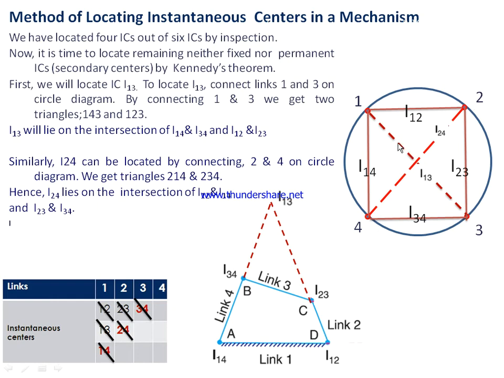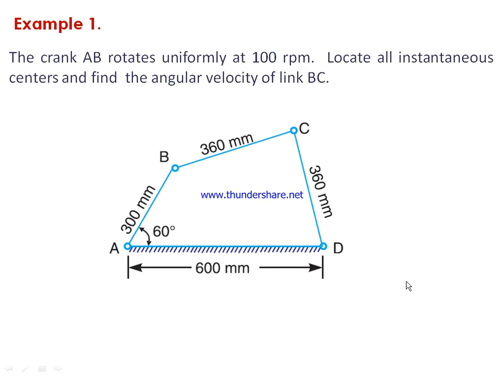So if you connect the instantaneous centers I12 and I14, I12 is here, I14 is here, on this line the third instantaneous center will lie, so here. Similarly we have I23 and I34; from these you draw a line, and these two will intersect at this instantaneous center I24. So that is how all the instantaneous centers of a mechanism are located by Kennedy's theorem and also by using this circle diagram. Now let us take an example.